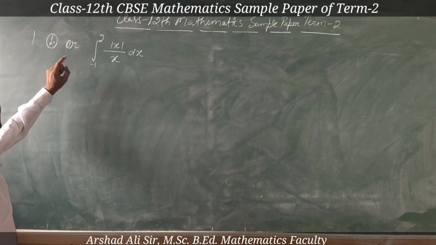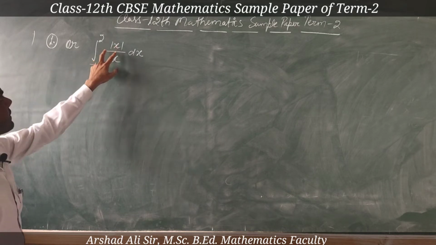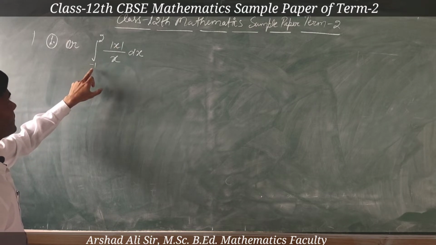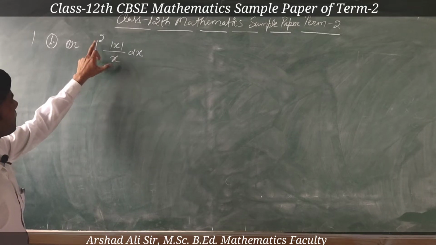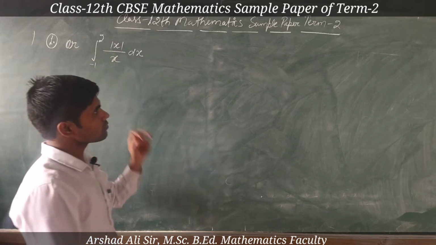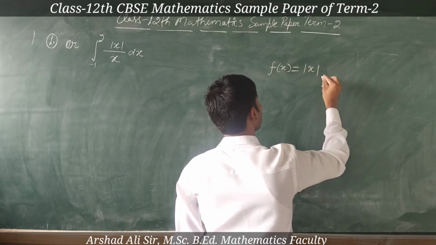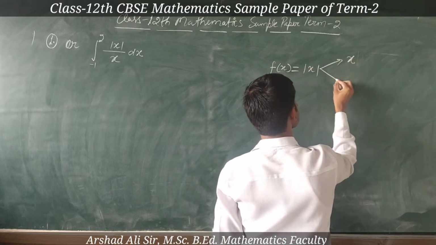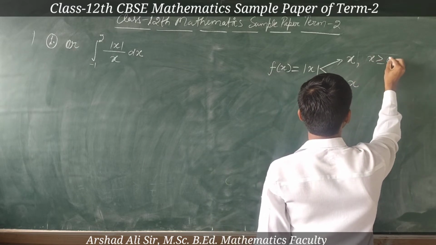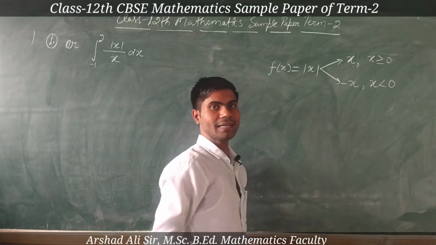So in question number 1 we have another question: find the integration of mod x upon x. It is a question from definite integration. We have been given the limits, minus 1 is the lower limit and 2 is the upper limit. So here we can see clearly we have been given a modulus function. What is the modulus function? Here we can write f(x) is equal to mod x, and instead of mod x we can write positive x or negative x. It will depend on x. If x is greater than or equal to 0, we will write positive x, and if x is less than 0, we will write negative x.